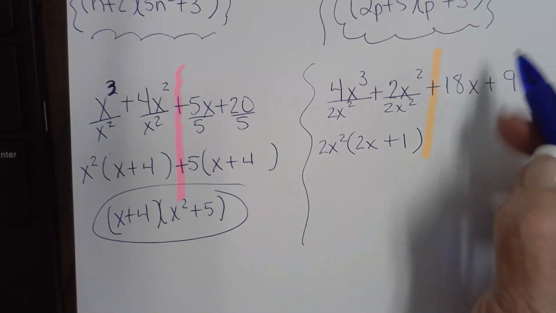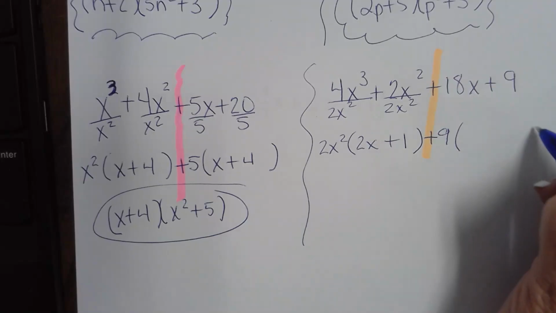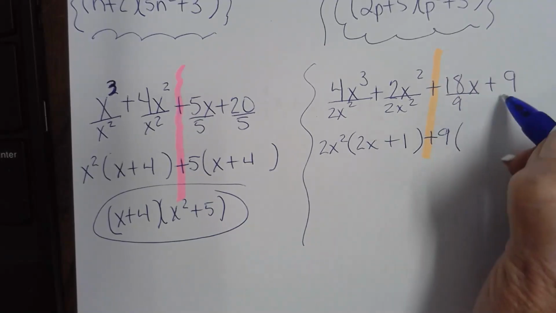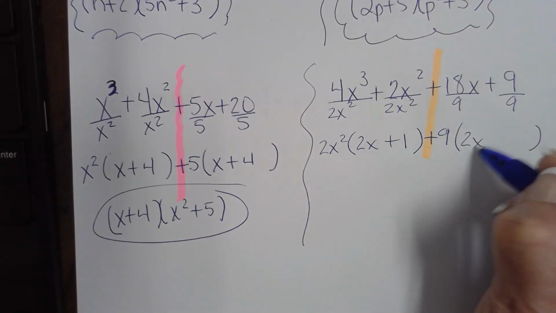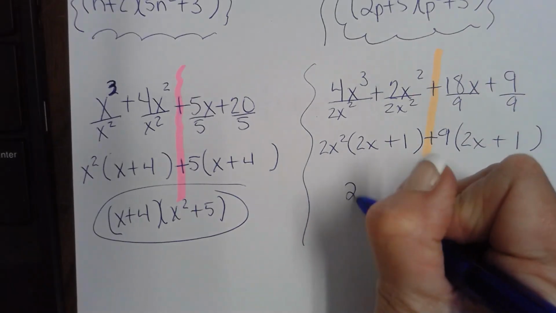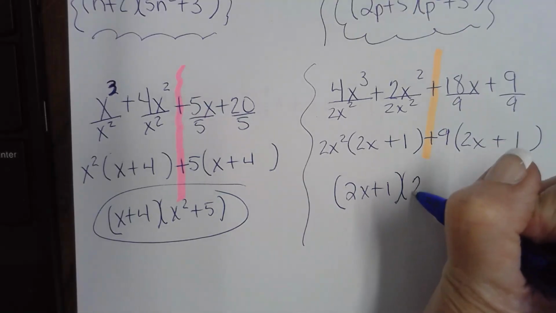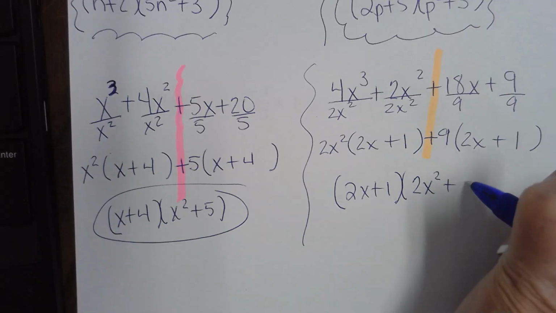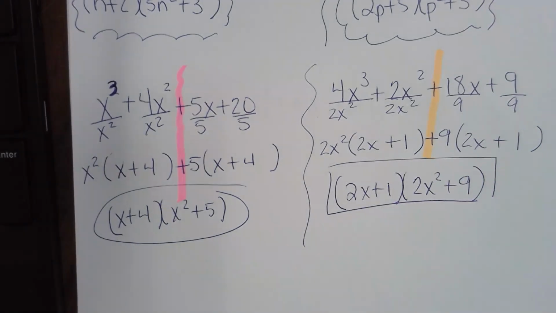Factor these by the greatest common factor, which would be a positive 9. Set up a parenthesis. When I divide by my greatest common factor, I get a 2x plus 1. Now 2x plus 1 is a common factor. And then the remaining factor is 2x squared plus 9. How'd you do?